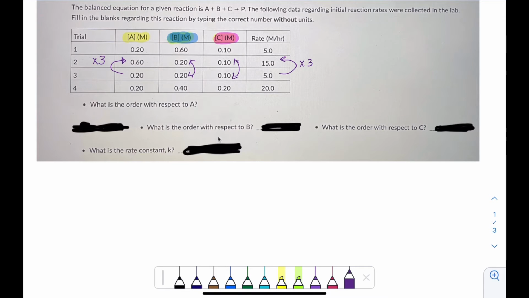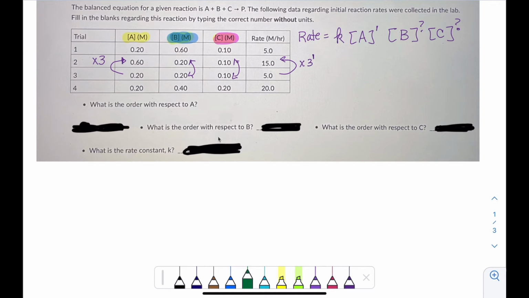Again, I picked those 2 trials because B and C stay the same, which means they're not contributing to any change in the rate. Only A is. And so from this pattern, if the rate changes by 3 when the concentration changes by 3, that is first order in A. So what I'm doing is building that rate law. Rate equals K times A raised to something, B raised to something, and C raised to something. And I have figured out that A is raised to the first power.